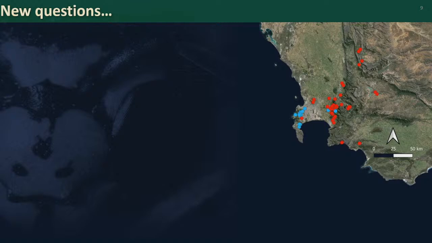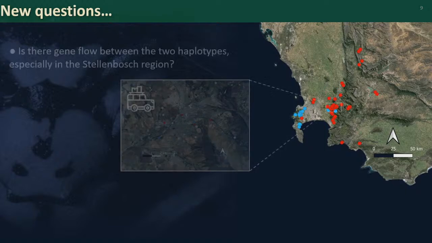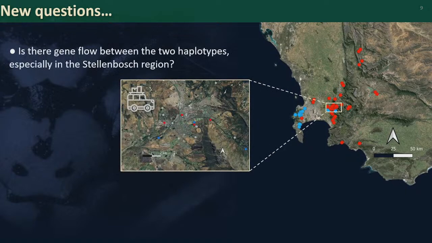So there are still a lot of unanswered questions that I want to try to answer. The first one is: is there gene flow between the two haplotypes? What is the relation between the two haplotypes? I want to investigate this mostly in the Stellenbosch region. In this city, there is the particularity of having two haplotypes present, so it's a good opportunity to understand, for example, if wasps from different haplotypes can mate.